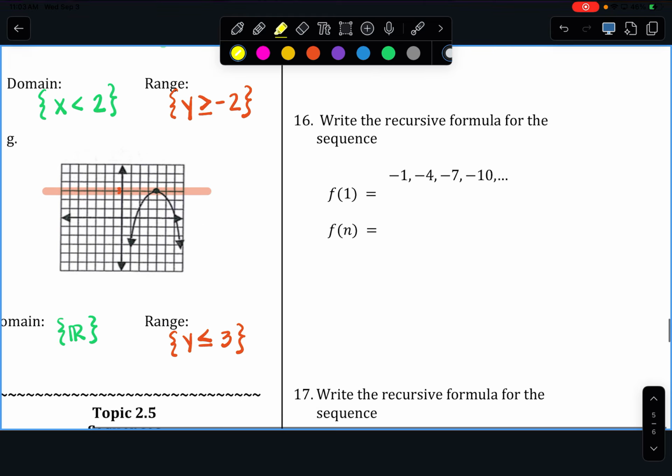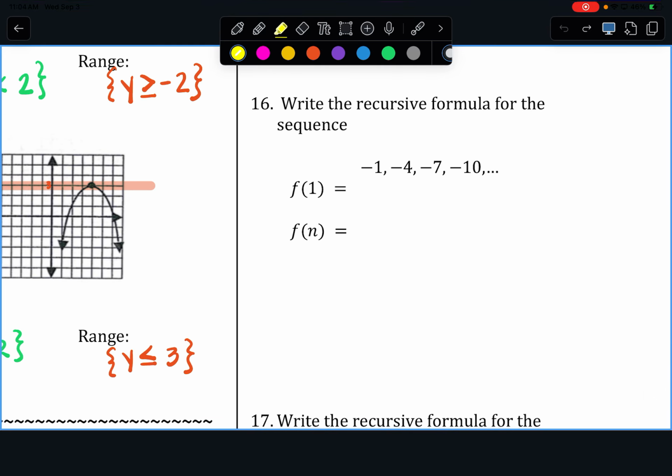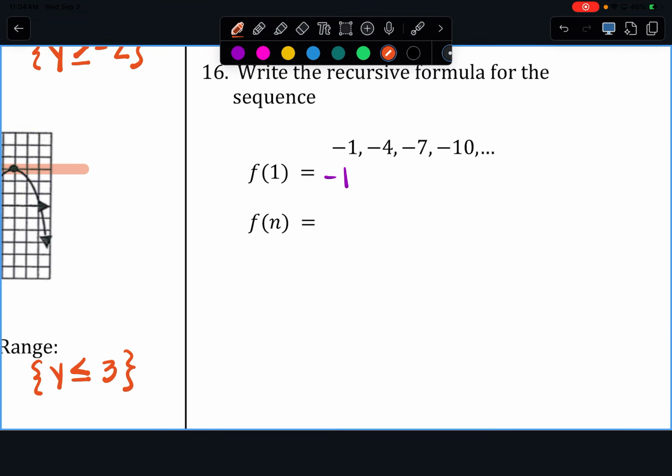All right, this one says write the recursive formula for the sequence. Well, remember there's 2 things that you have to be given, or you have to tell people when you write a recursive formula. You have to be given the first term. Well, out of these, which one is the first term? -1, right? So you're literally bringing down the first term. And then you need to find the common difference. What are we doing to get from one number to the next? It looks like we're subtracting 3. So that is our common difference.